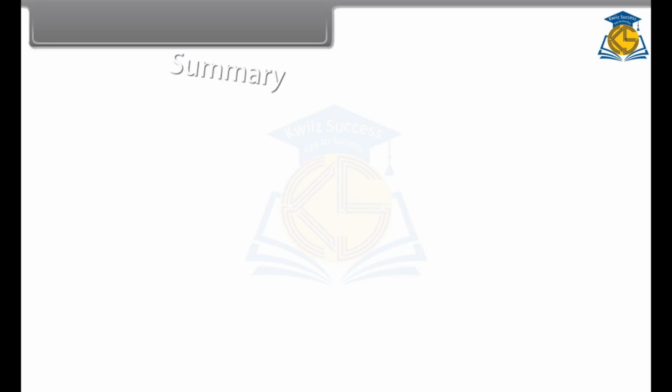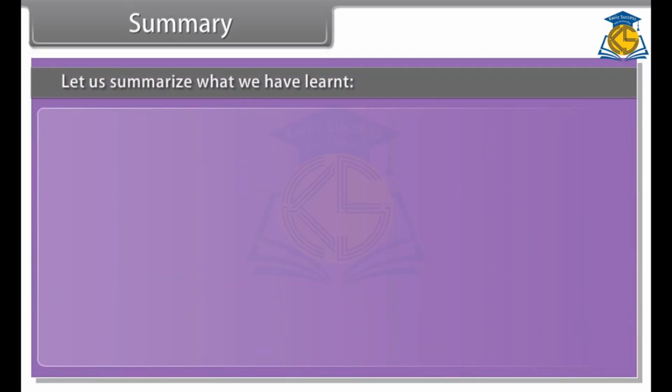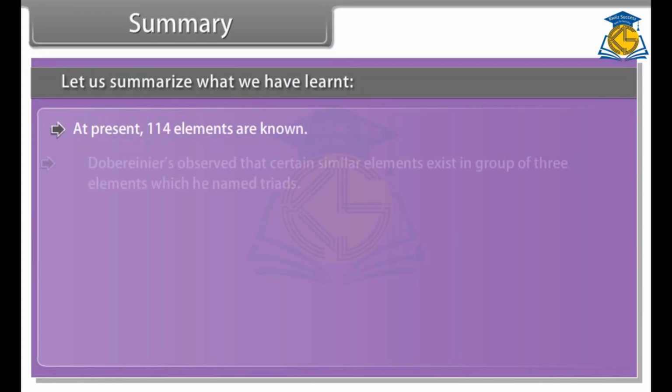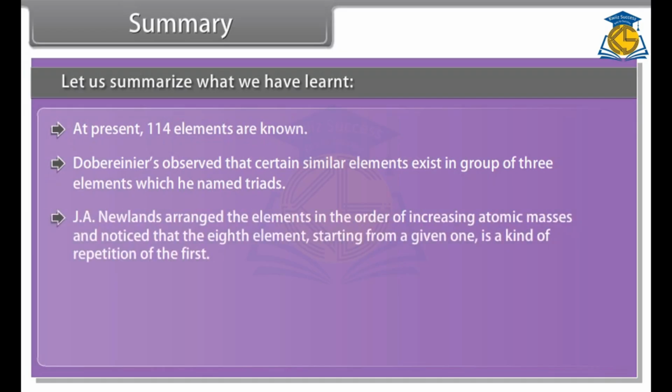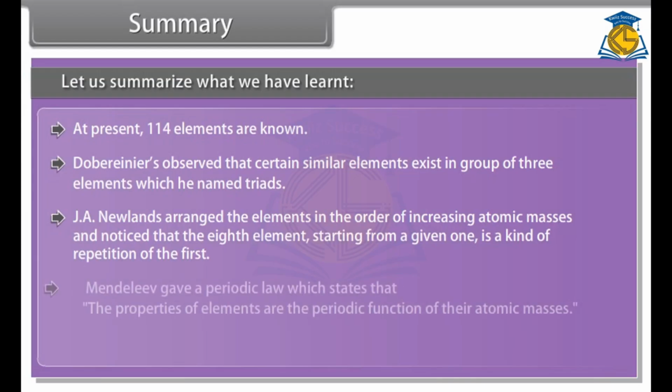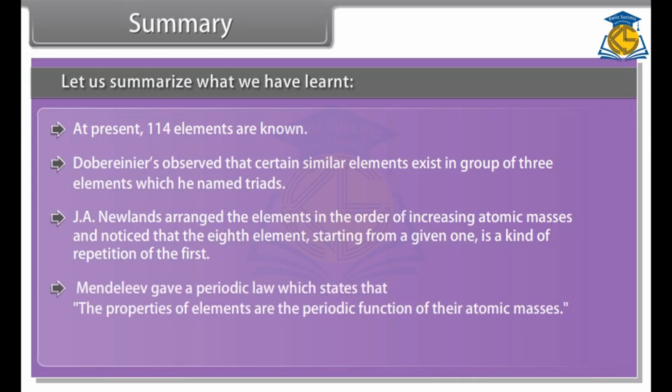Summary. Let us summarize what we have learned. At present, 114 elements are known. Döbereiner observed that certain similar elements exist in groups of 3 elements, which he named triads. J.A. Newlands arranged the elements in the order of increasing atomic masses and noticed that the 8th element starting from a given one is a kind of repetition of the first. Mendeleev gave a periodic law which states that the properties of elements are a periodic function of their atomic masses.